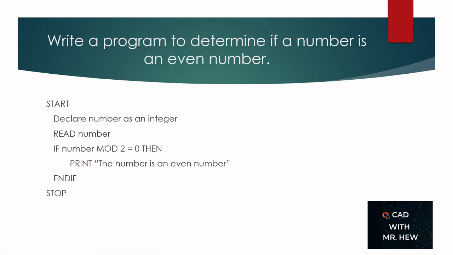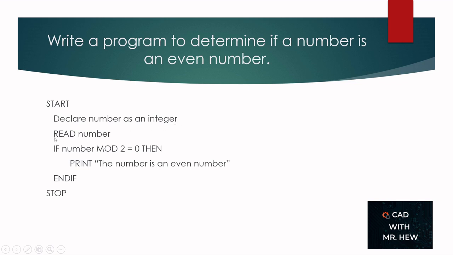Alright, so the first program we'll be looking at is how to determine if a number is an even number. So we'll be using the pseudocode to represent our program or our solution. So here we have start. To start our pseudocode, we're going to declare our variable. In this case, we're going to call our variable number, and the data type would be an integer. So we'll be storing whole numbers.